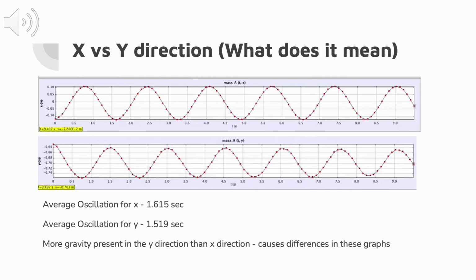Average oscillations in the X and Y directions. The time period for an average oscillation in the Y direction is slightly less compared to the average oscillation time period in the X direction. This is because the force of gravity has a greater impact in the Y direction, resulting in a lower average oscillation time.